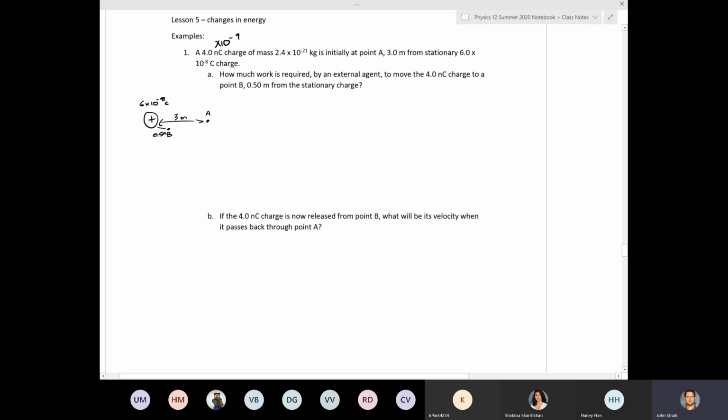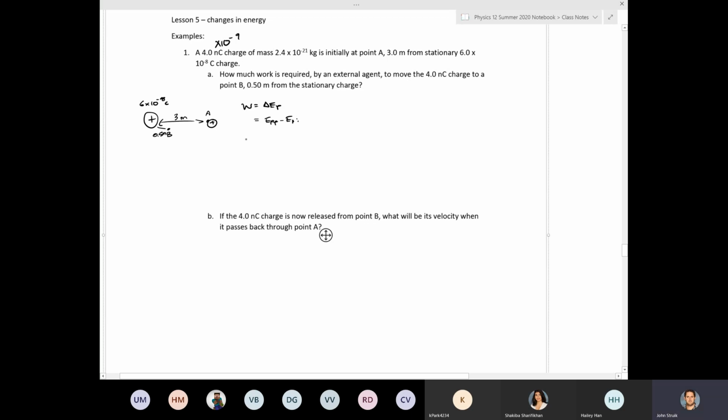Now you can ask yourself, what type of energy is this? Is it going to be positive or negative? We are taking a positive charge and moving it closer to a positive charge, which means that it's going to require an input of energy. And so work will equal delta EP, which is EP final minus EP initial.